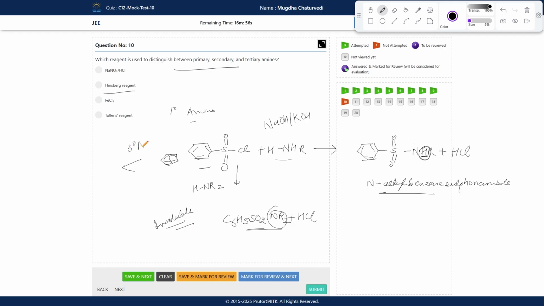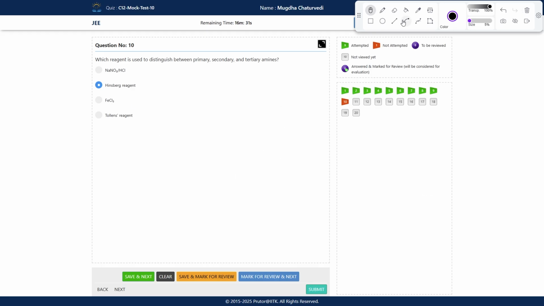If I see the reaction with tertiary amine, then they do not react because there is no hydrogen present on this amine nitrogen. Okay, so Hinsberg's reagent is used to distinguish between primary, secondary and tertiary amine. So this is what it forms with different amines. So the right answer for this question is Hinsberg reagent. Okay. Now let us solve the next question.